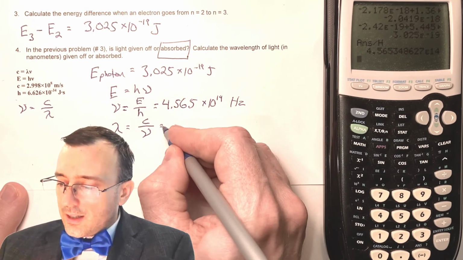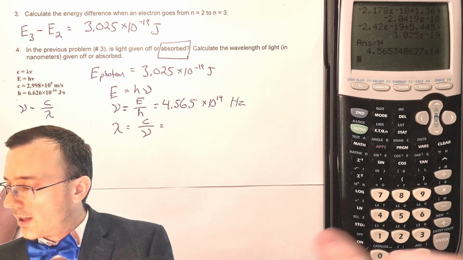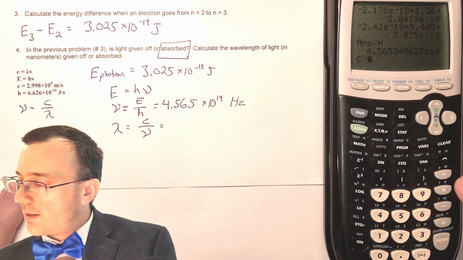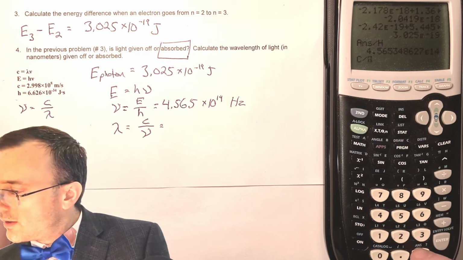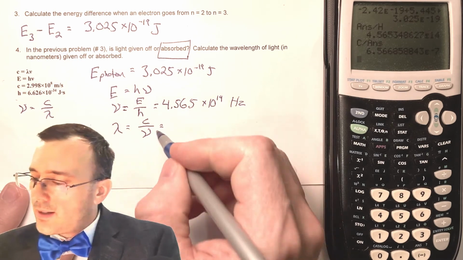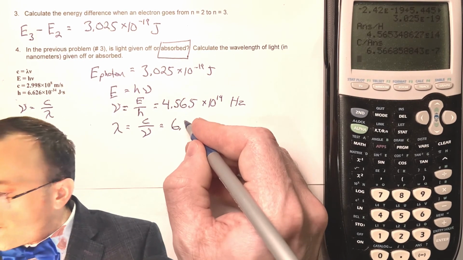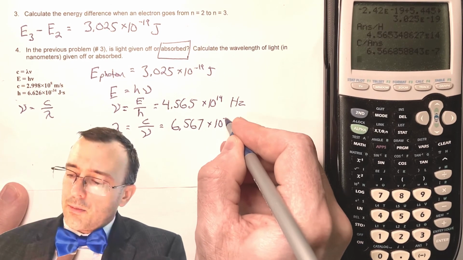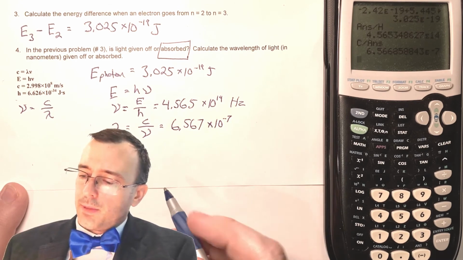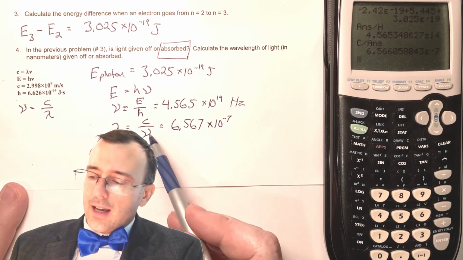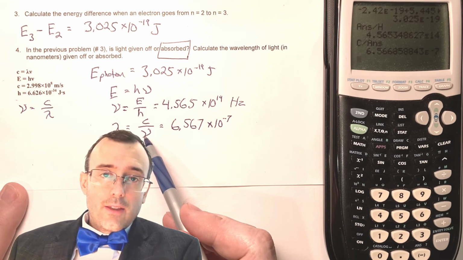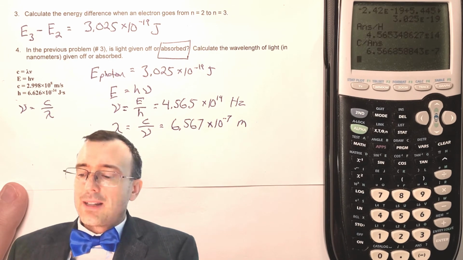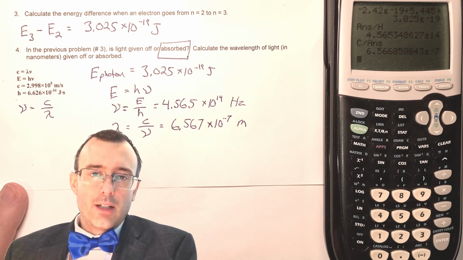Once again, I have c stored in my calculator, which you should too, to save you some time. So that's going to be c divided by my previous number. And that gets me 6.567 times 10 to the minus 7. My units must be meters. If c is in meters per second and nu is in hertz, that per second cancels out and we're left with simply meters as my units. That makes sense because it's wavelength and length is measured in meters.